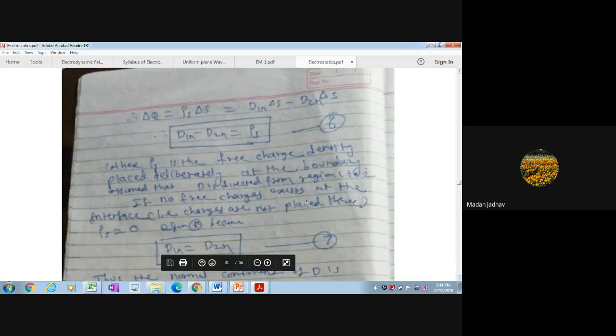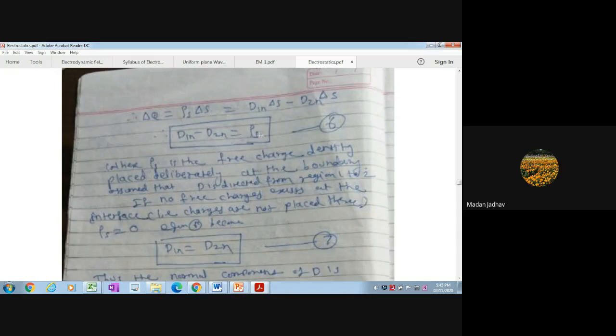Okay, now the boundary condition for the normal component is D1n minus D2n is equal to rho s. Now D1n is the normal component of the electric flux density in medium 1. D2n is the normal component, meaning normal to the interface, of the electric flux density in medium 2, and it is equal to rho s. Now this is the third equation of the electric boundary conditions.